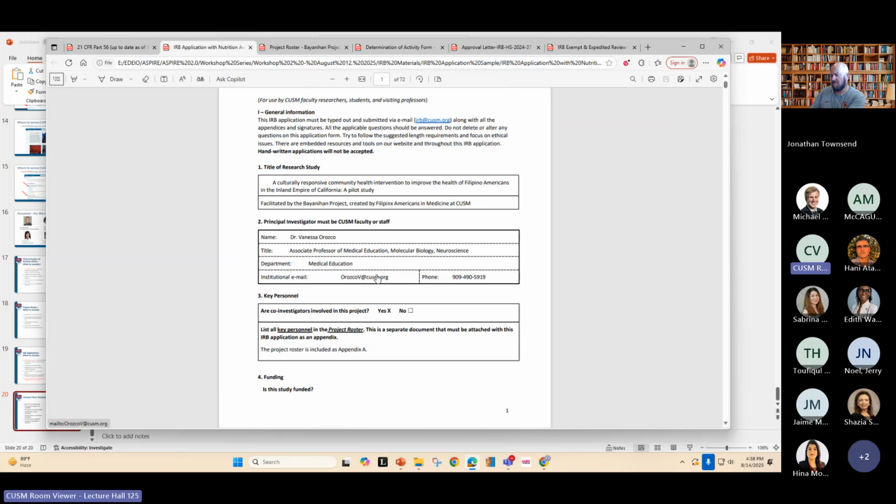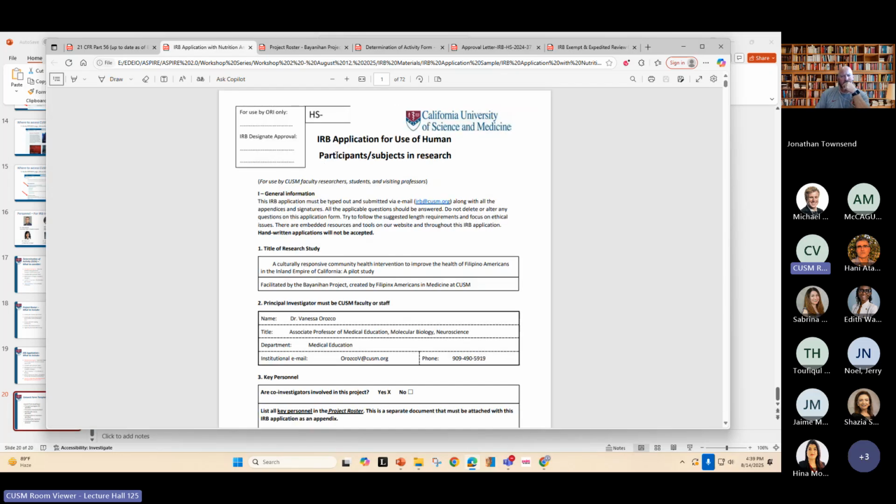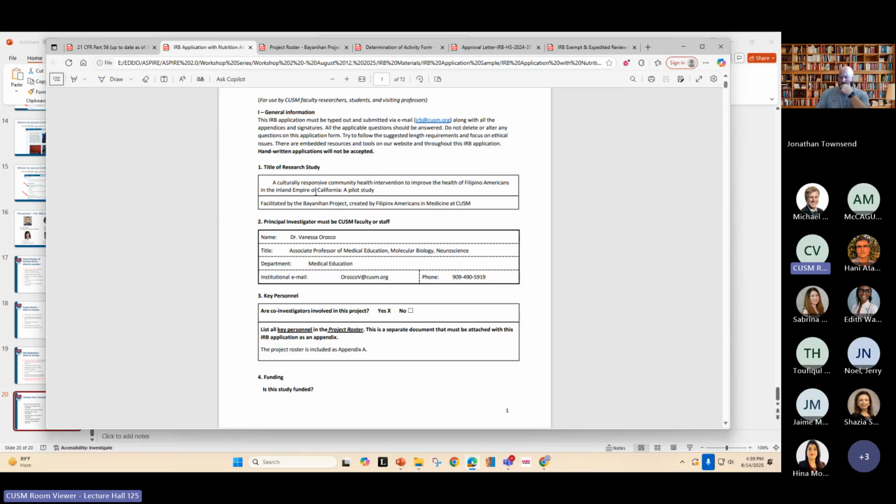And you'll note here I'm a co-principal investigator. The original principal investigator is Dr. Orozco. This was way back in 2022. This is an ongoing research project. And here's our title. This is the first page of our IRB application. What you'll note here, everything here are entered on fields.